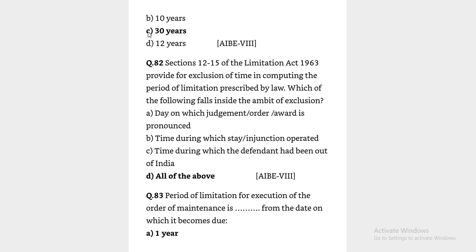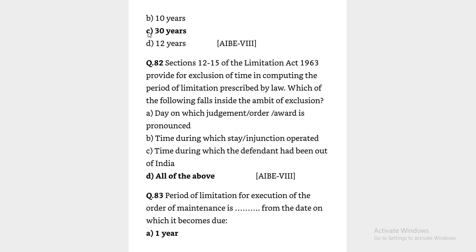30 years is the period of limitation in case of a mortgage. Sections 12 to 15 of the Limitation Act 1963 provide for the exclusion of time in computing the period of limitation prescribed by law. Which of the following falls inside the ambit of the exclusion?